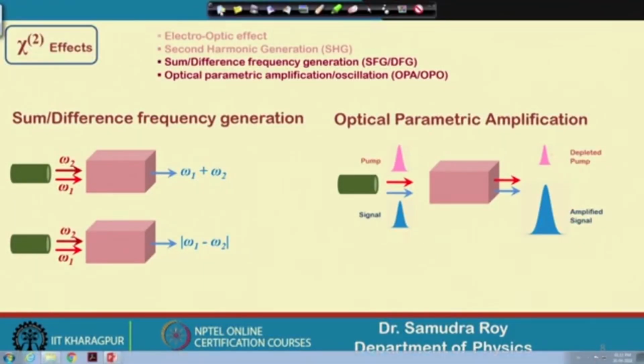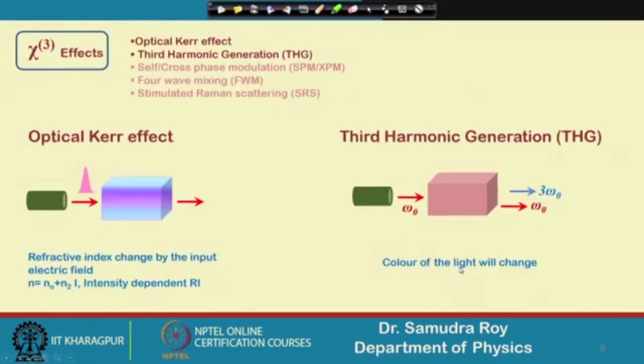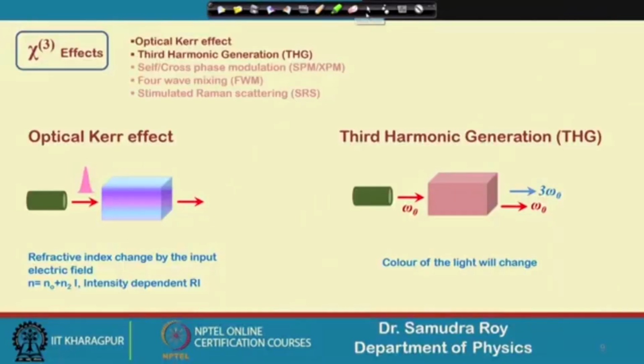Well, the next thing is the chi3 effect. In the chi2 effect we found that we can generate one frequency and another frequency, the combination of these two frequencies if I launch two different frequencies together. In the chi3 effect we have a very important effect called the optical Kerr effect. This is one of the most important effects we have in nonlinear optics, and this effect has very profound implications. So, let us try to understand what is the meaning of that.